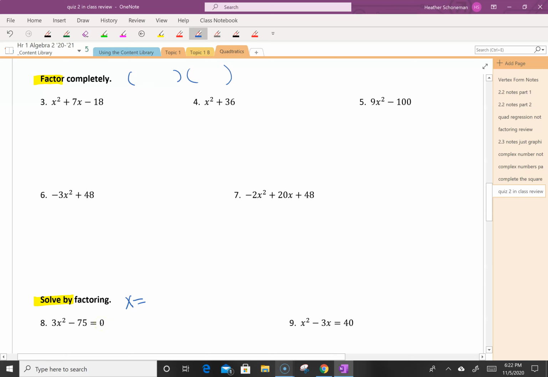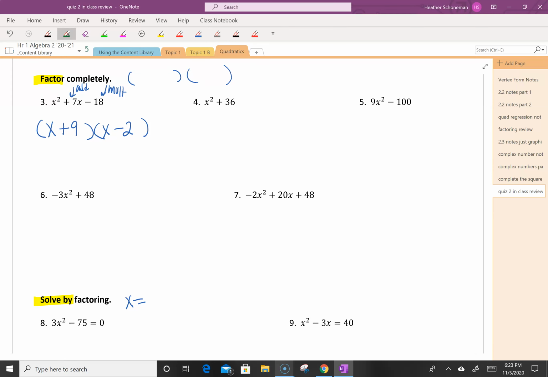All right, so let's look at this first one. It's a trinomial with the leading coefficient of 1. So I'm going to go straight to my 2 parentheses. I'm going to look for 2 numbers that multiply to negative 18 and add to positive 7. Well, those 2 numbers would be positive 9 and negative 2. We're done. And because it just says factor, we stop.